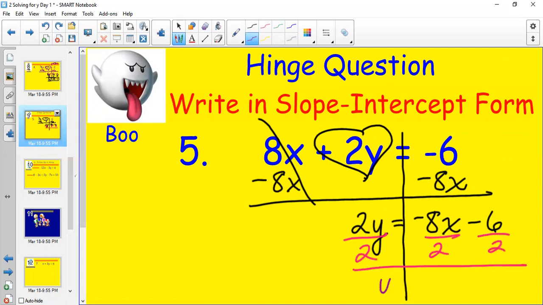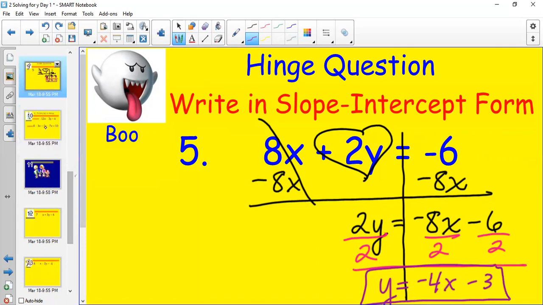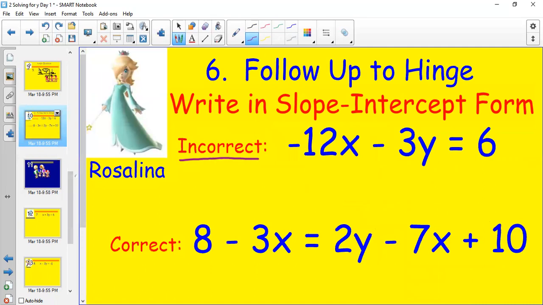So the answer should be y equals negative 4x minus 3. All right, we're going to have a follow-up based upon how you did. If you got it wrong, try another one like that, the top one. If you got it right, go ahead and challenge yourself with the bottom one. Again, you're trying to get them in slope-intercept form, so y equals mx plus b. All right, go ahead and pause now, and we'll go through the answers right afterwards.